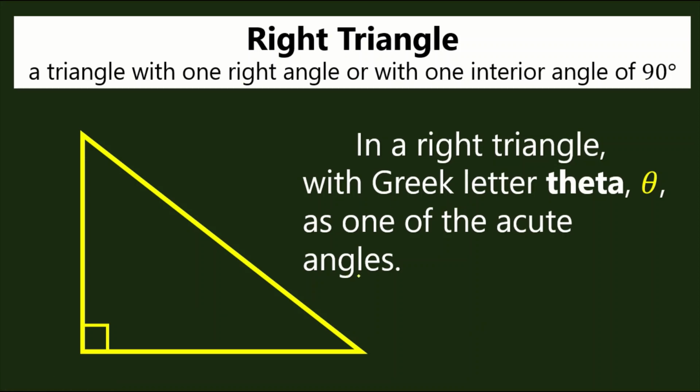Again, when we have a right triangle, this is a triangle with one right angle or with one interior angle of 90 degrees, in a right triangle with the Greek letter theta as one of the acute angles. In this triangle, this shows the 90 degree measure of our angle. And then, the other angles are acute. Maybe the angle we are referring to is here, or it can be here at the top.